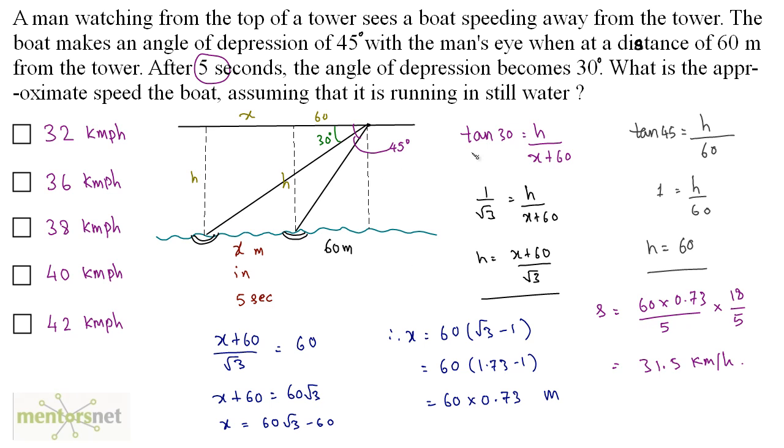So we have been asked what is the approximate speed. So approximately this is 32 kilometers per hour, isn't it? So option A is the correct answer.